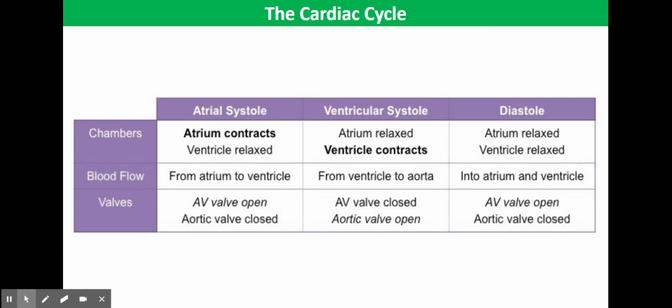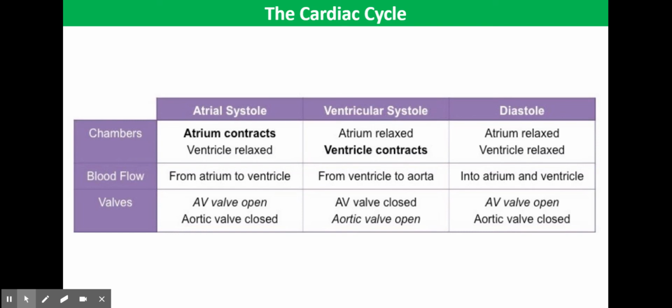So just to run through that once again, during cardiac diastole, the atrium and ventricle walls are both relaxed, so blood is flowing into the atrium and also into the ventricles. The atrioventricular valves will open, but the aortic valve or the semilunar valves will be closed.